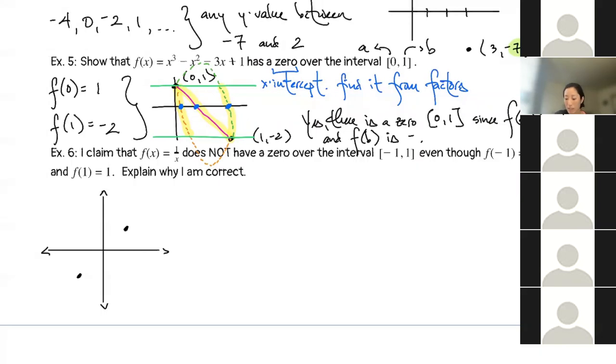But I thought based on the other question that if I connect them like this, wouldn't I have to go through 0? Or maybe they connect like this, and then I go through 0. Or maybe they connect like this, and then I have lots of zeros. So how come I'm sitting here saying that there's no zeros?